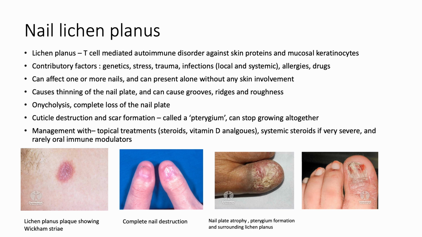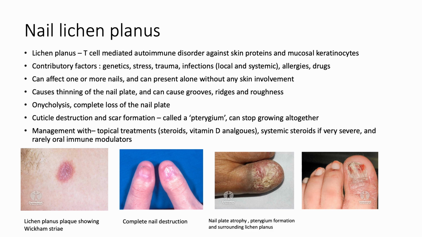Nail lichen planus can affect one or more nails. When inflammatory conditions affect all nails, we call this 20-nail dystrophy. Nail lichen planus can present alone, without any lichen planus on the rest of the skin, or it can present alongside the skin disease. It is very important to identify any nail changes in lichen planus, as they can be irreversible and cause irreversible loss of the nail plate, unlike lichen planus of the skin, which is often reversible.